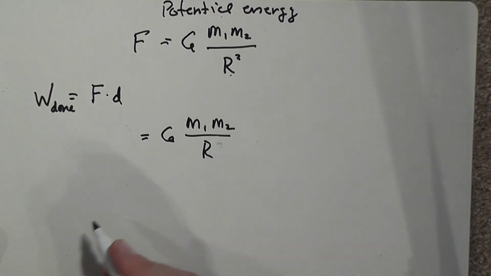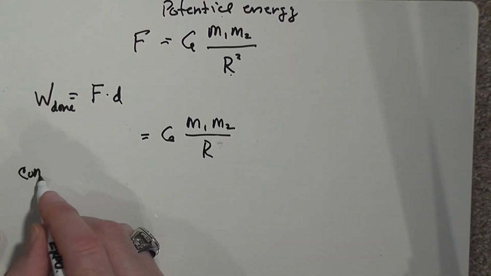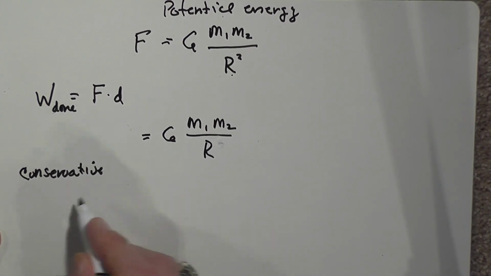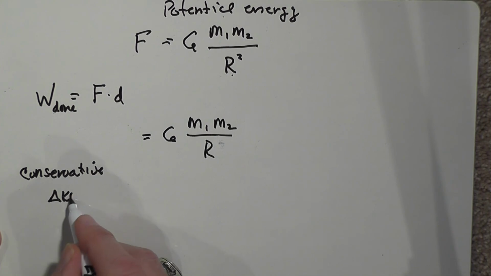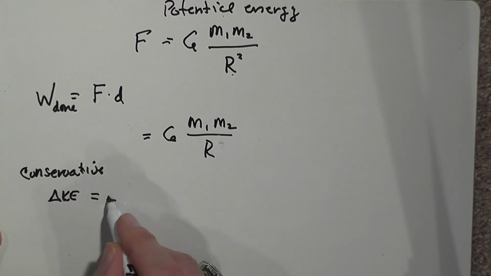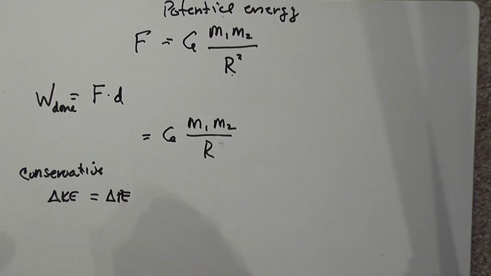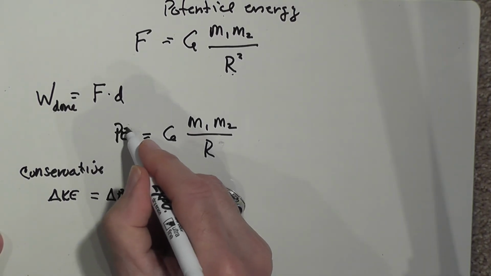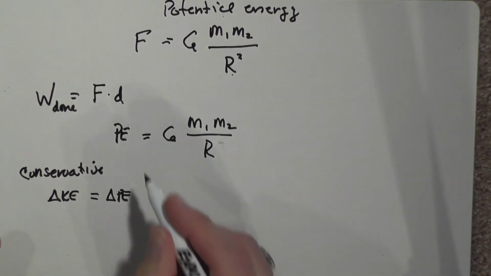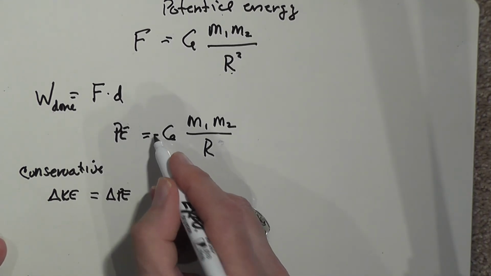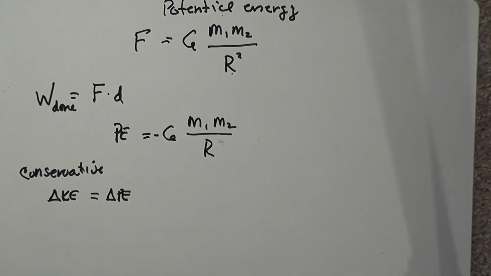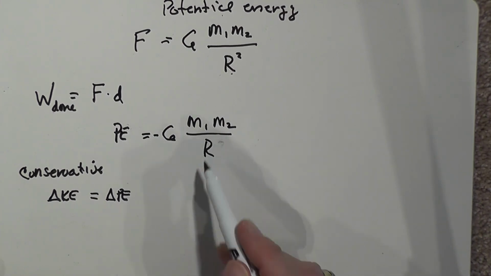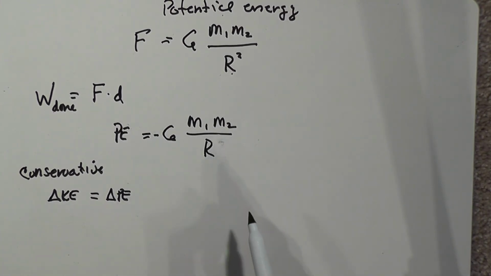Now, if it's conservative, then the change in kinetic energy is equal to the change in potential energy, or just potential energy. So this becomes potential energy. And because of gravity, it will always be negative. So negative G times the two masses divided by R.